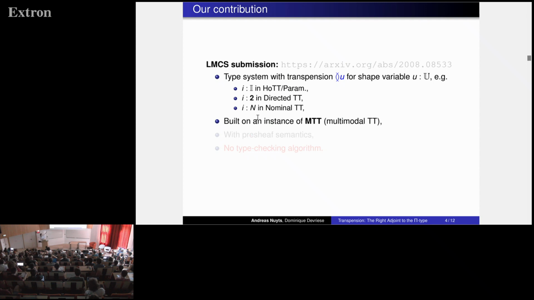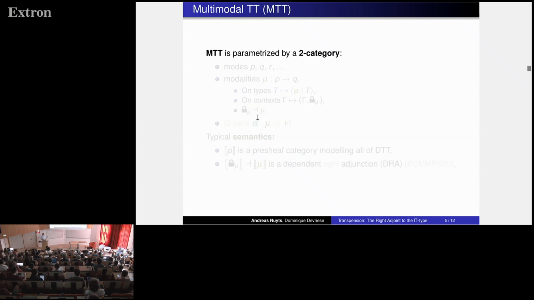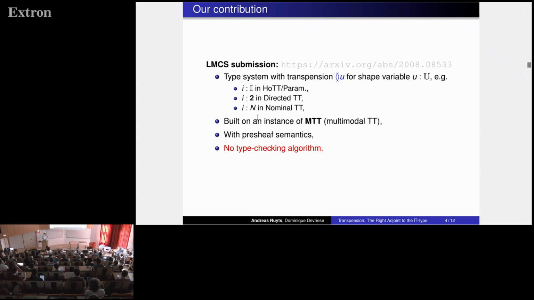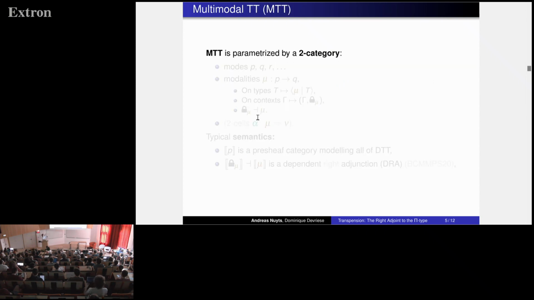So okay, we built a type system that builds on multimodal type theory. It has presheaf semantics, but unfortunately we don't have a type checking algorithm currently. I've mentioned MTT, other people have mentioned MTT also. Maybe I should quickly recap what it's about.